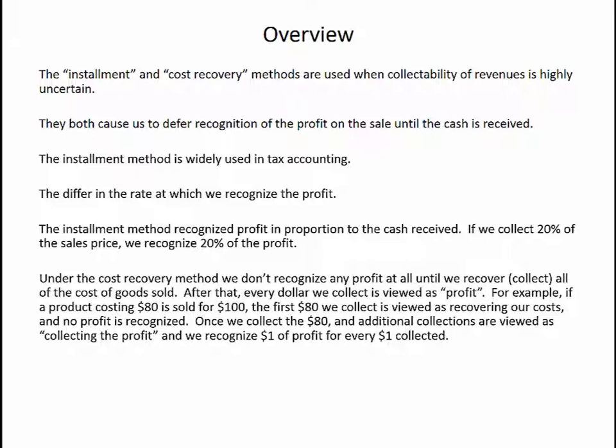So for example, if we have a product costing $80 that we sell for $100, the first $80 we collect, we view that as getting our money back, recovering our costs. Once we recover our costs, any additional money collected beyond that is viewed as profit. So for the first $80 collected, we wouldn't recognize any profit. For every dollar after that, we'd recognize $1 of profit.